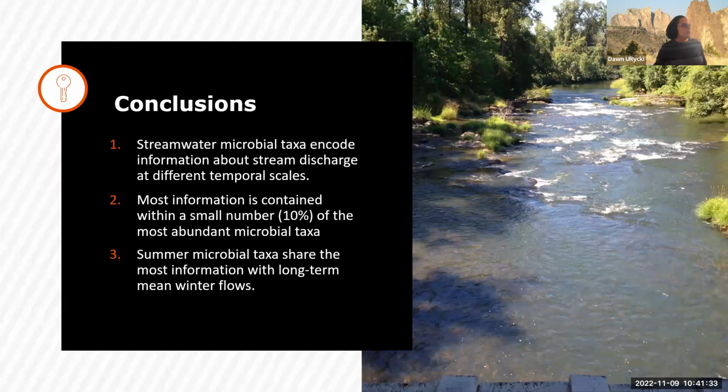So from this study, we concluded that the streamwater microbial taxa do encode information about stream discharge at different temporal and flow scales, and that most information is contained within a small number of the most abundant microbial taxa, which is actually great news because those are the easiest and the cheapest to sequence. And that summer microbial taxa share the most information with long-term mean winter flows.